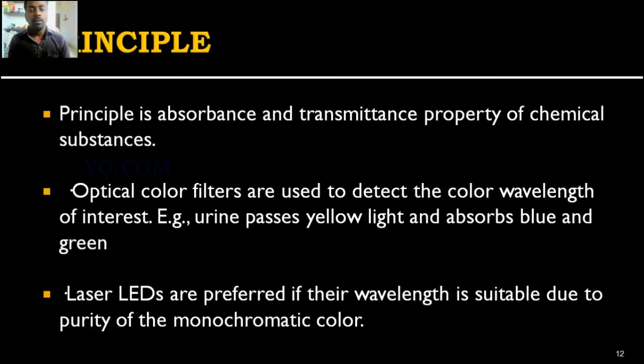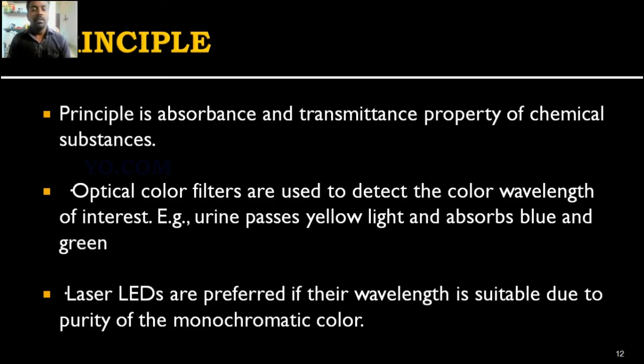Okay, so optical color filters are used to detect the color wavelength of interest. In order to find some substance in our liquid, we need particular colors or wavelengths, right? Then only we can pass that particular wavelength of light into the particular liquid, so we can find the substance. For example, urine passes yellow light and absorbs blue light and green light. So if it passes yellow light, we can conclude whether something is present or not.